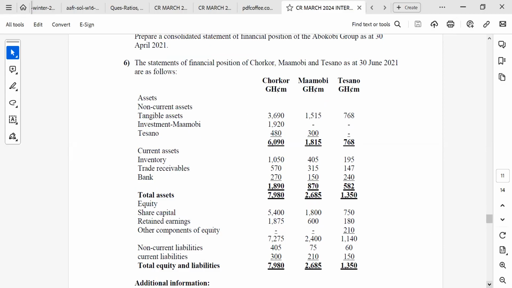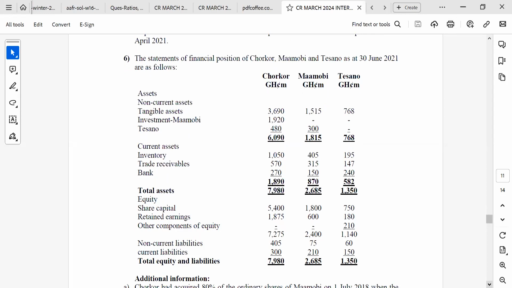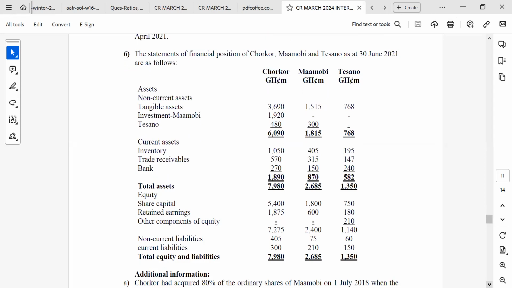So it's now Augustine, help us with question 6. We know who the parent is. Can you tell us the parent from the question? Choco. Okay. So after knowing the parent, what do we do? Put down our structure. Okay. So we put our structure there.